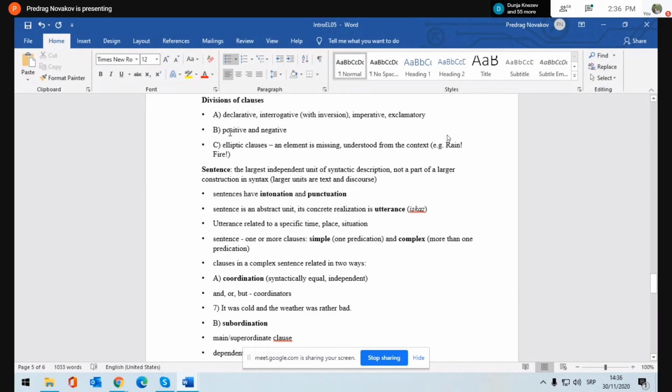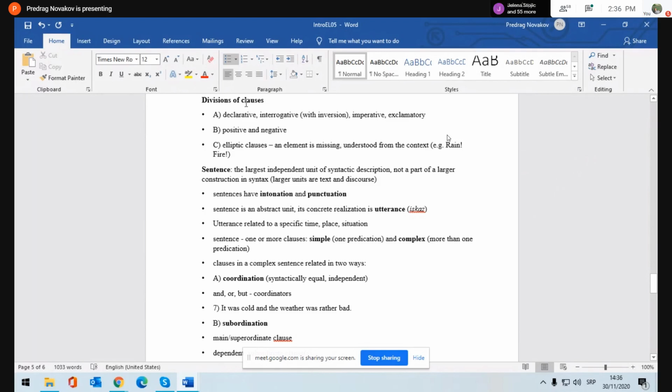The second division is into positive and negative. Very simply, positive simply presents facts with the predication that something exists, something is true. Negative has the particle not or a negative adverbial like never, and it says that the predication is negative, does not exist. This is quite simple.